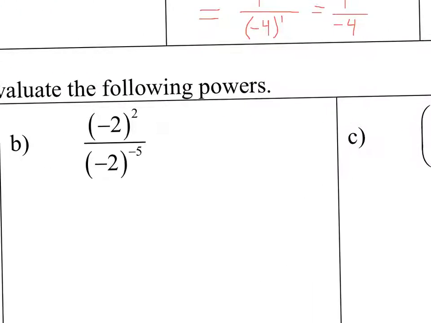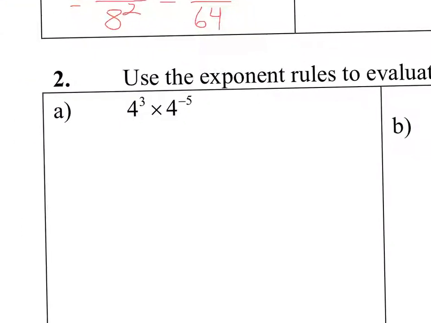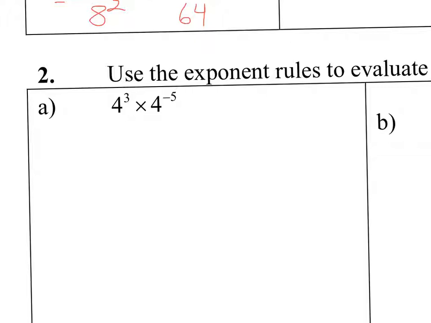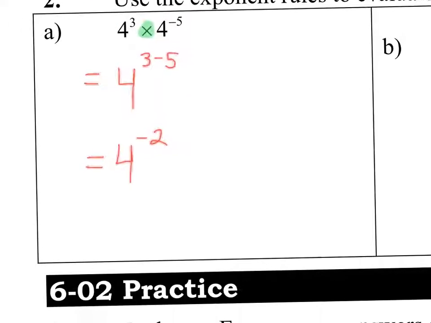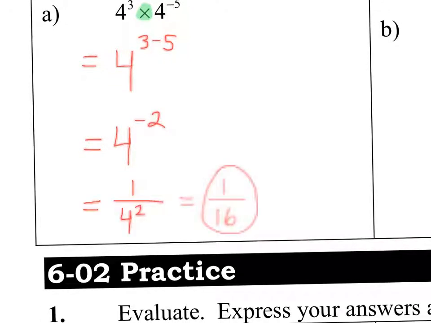Now in example 2, I'm going to use all of my exponent rules that I know so far. In this question, I'm multiplying powers with the same base. And if you remember, when you multiply powers with the same base, you add the exponents together. So my exponent is 3 minus 5, which is negative 2. So now I have a single power, but it has a negative exponent. So I'll rewrite it as 1 over 4 to the positive 2 exponent. 4 to the exponent 2 is just 16, so my final answer is 1 over 16.